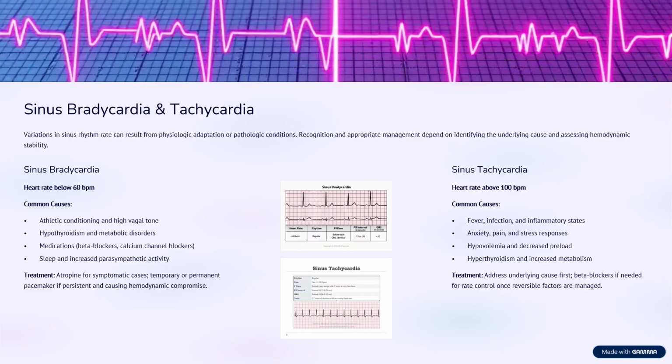Treatment focuses on addressing the underlying causes, such as fluids for hypovolemia, fever control, pain management, or beta blockers if the rate remains excessively high or the patient is symptomatic. By assessing both the rate and the patient's symptoms, you can determine whether intervention is needed or if it's a physiological adaptation.